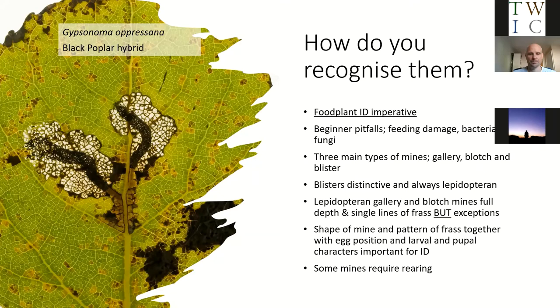So there are three main kinds of leaf mine: gallery mines, blotch mines, and blister mines. Blister mines are very distinctive and they're always Lepidopteran.